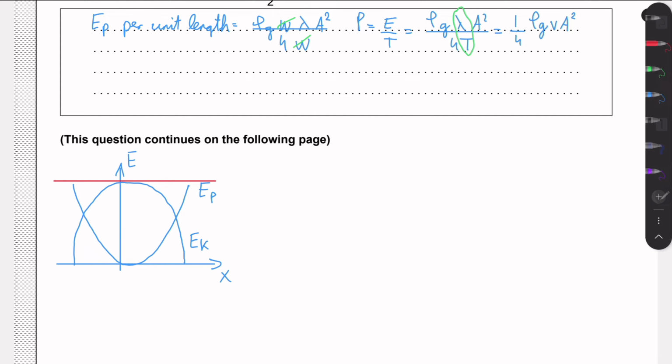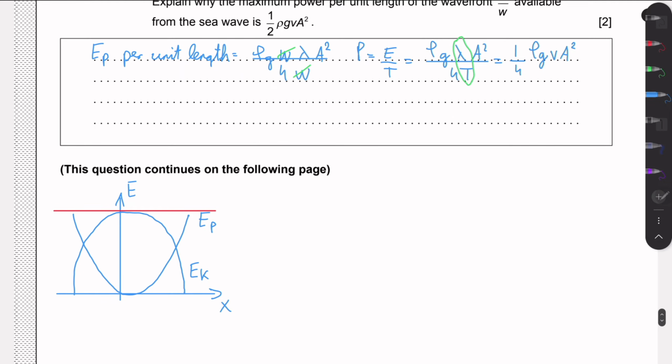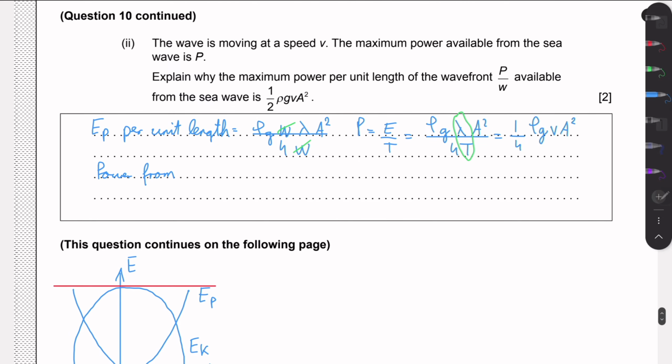And this is analogous for power as well. So the powers are in a very similar relationship in this way. So we can say that the power from the potential energy and from the kinetic energy are equivalent. So power from E potential and E kinetic are equal.